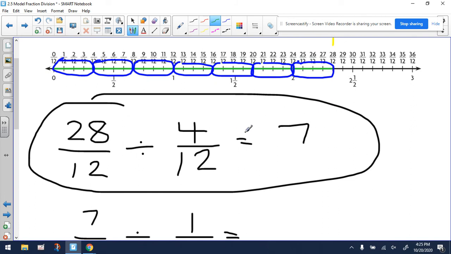Now, another way we could think of this is we could also think of this as 28/12. We wanted to know if we have 7 groups, how much in each group? The answer would be 4/12. So you can also argue that another equation that's represented by this model is 28/12 divided by 7 equals 4/12.